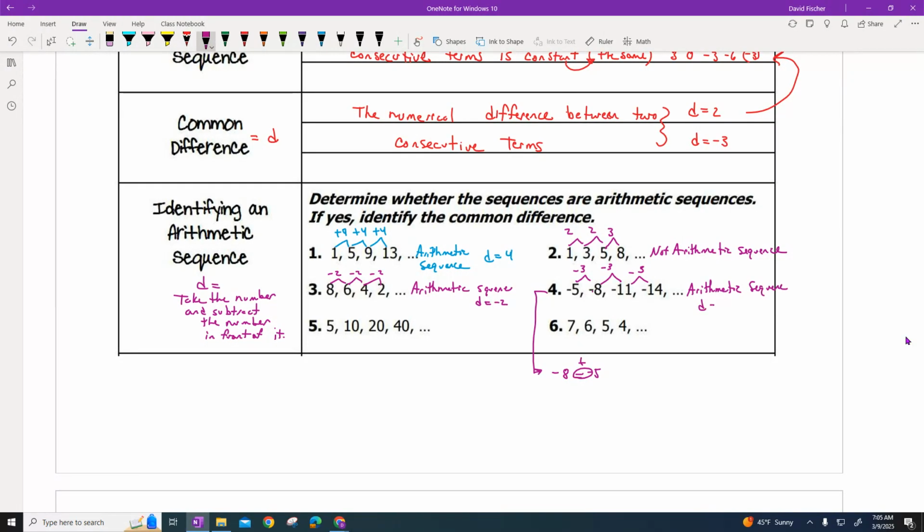And my D is a -3. That's important, especially when we're using the formula. You have the negative sign there. Okay? All right, let's see what we're doing here.